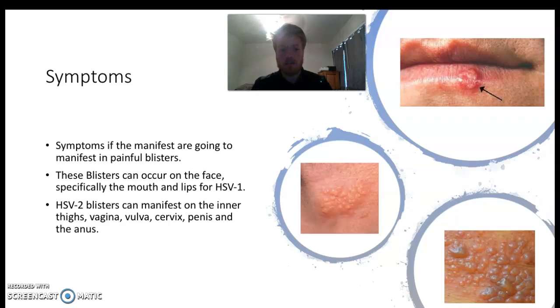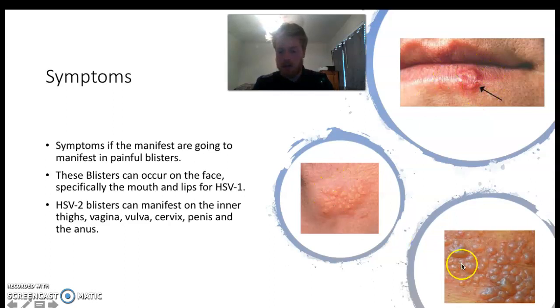So we're looking at the symptoms here. Symptoms, if they manifest, are going to manifest in painful blisters. For HSV1, these blisters can occur specifically on the mouth and lips. For HSV2, the blisters can manifest on the inner thigh, vagina, vulva, cervix, penis, and the anus. So we look at these pictures over here. The top picture is HSV1, that's the cold sore, that's the blister we're going to see on the lips. And as you can see, it's pretty easy if you're to kiss someone, that they would come in direct contact with that. That's pretty hard to avoid.